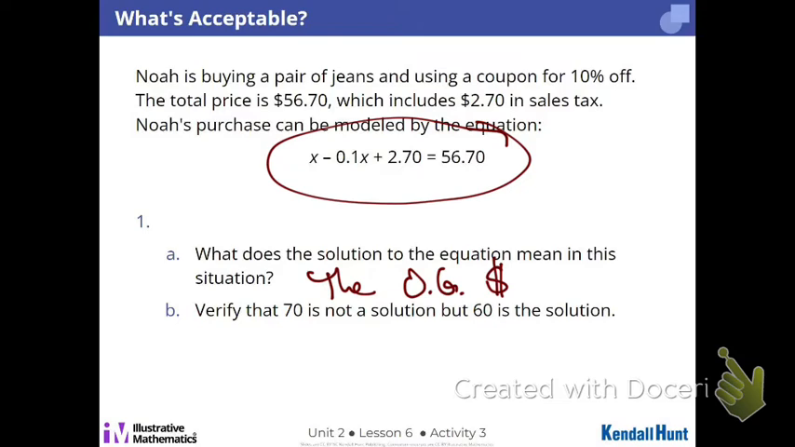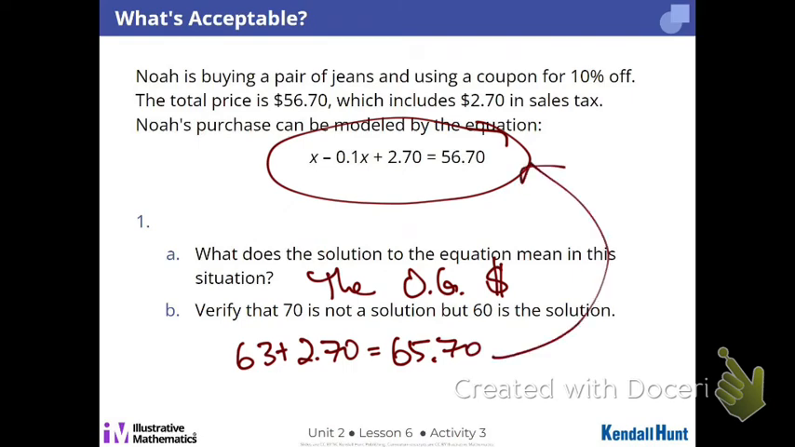The jeans cost this much, I'm taking 10% off and so on. So if I put 70 in there, 10% of 70 is 7, right? So 10% off leaves me with $63 plus $270 to equal $65.70. So that does not work. That's the whole point of that, right? 70 does not work. Let's try 60.